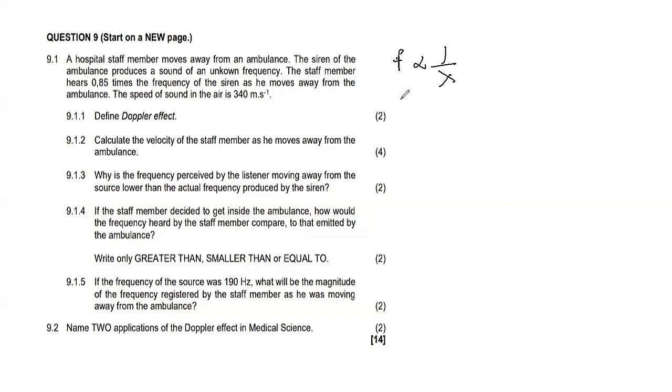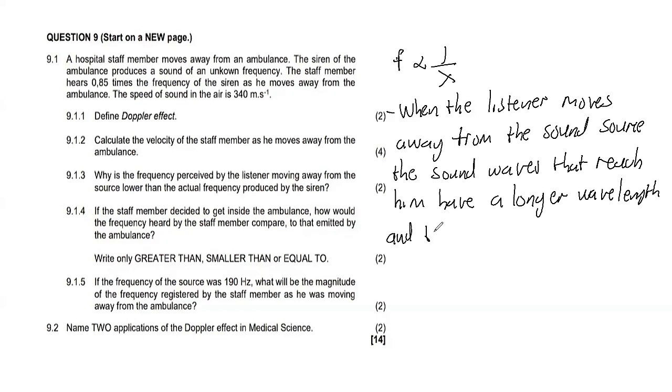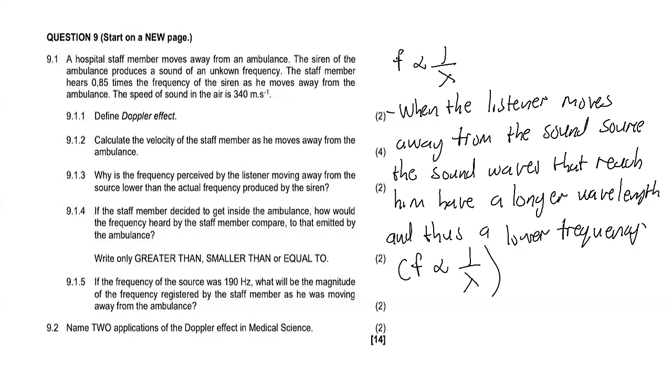So in explaining that, we'll say when the listener moves away from the sound source, the sound waves that reach him have a longer wavelength and thus a lower frequency. And then you can even show that f is inversely proportional to lambda. According to this relationship, f is inversely proportional to that.